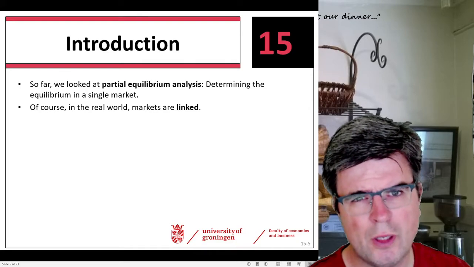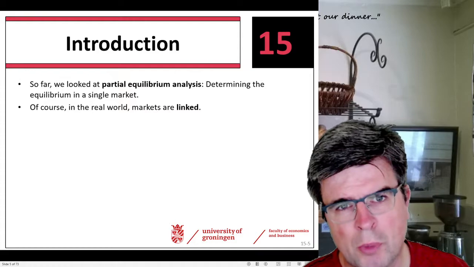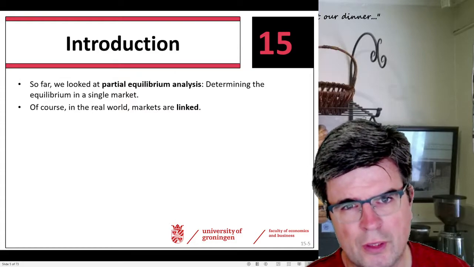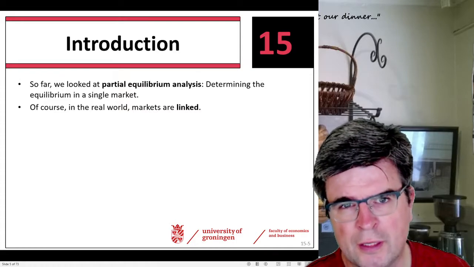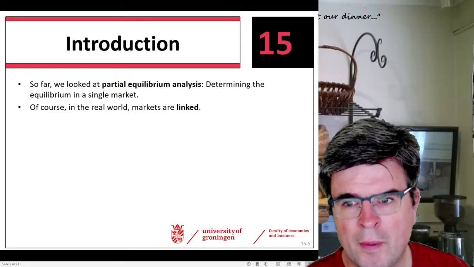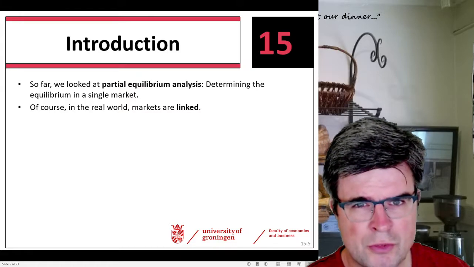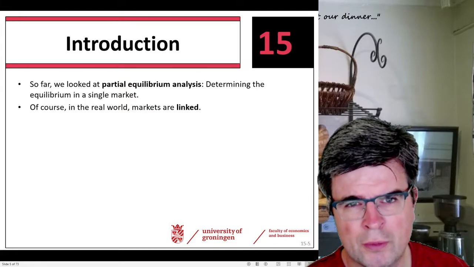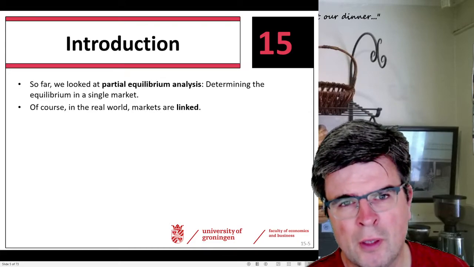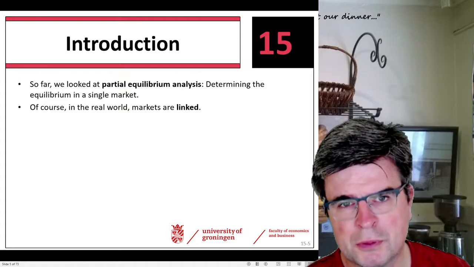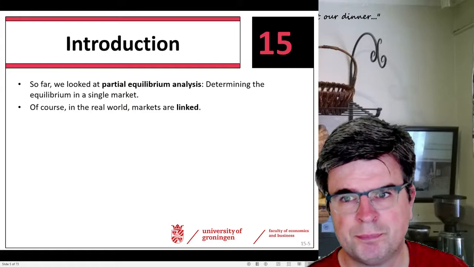When you consider a market in isolation, as we have done so far, we call this partial equilibrium analysis. You look at the equilibrium in that market only, and you assume that it's isolated from any other market. But in the real world, most markets are linked. If there's a demand shock or a supply shock on one market, that often not only has implications for the equilibrium in that market, but also for the equilibrium outcomes on other markets. And this is what we're going to study in this chapter.